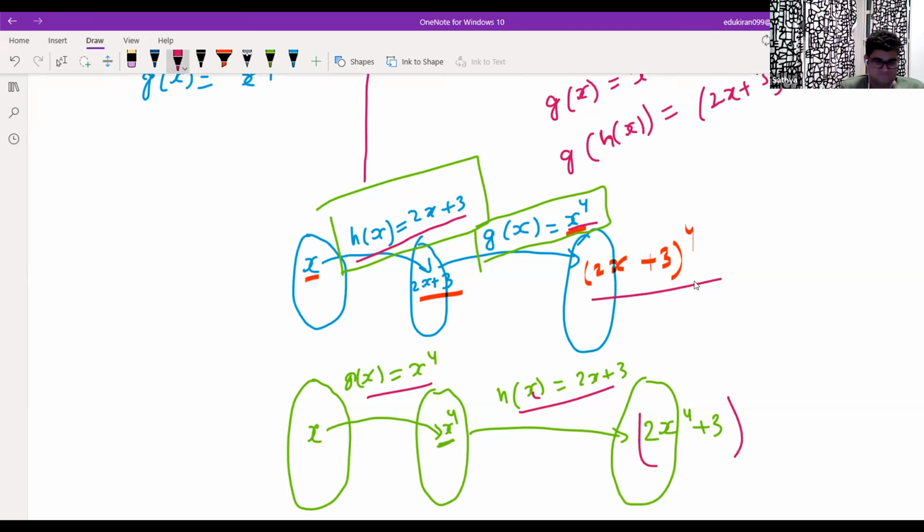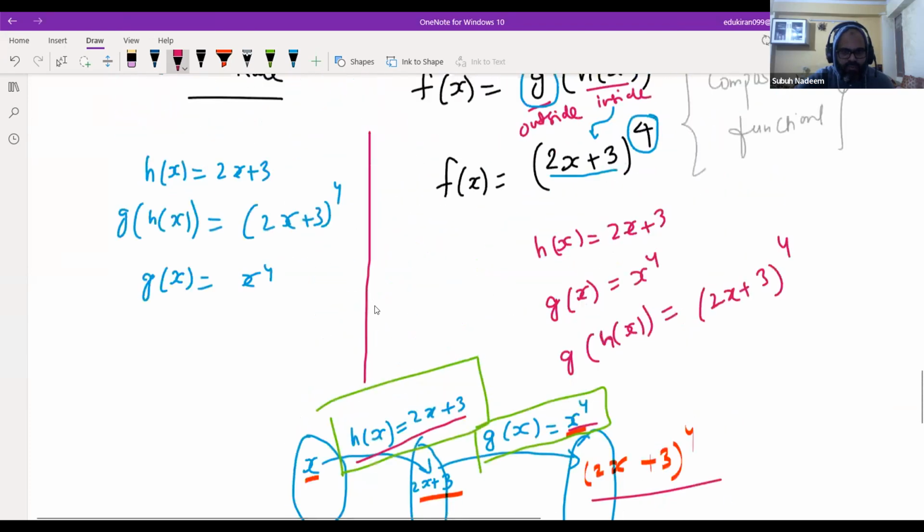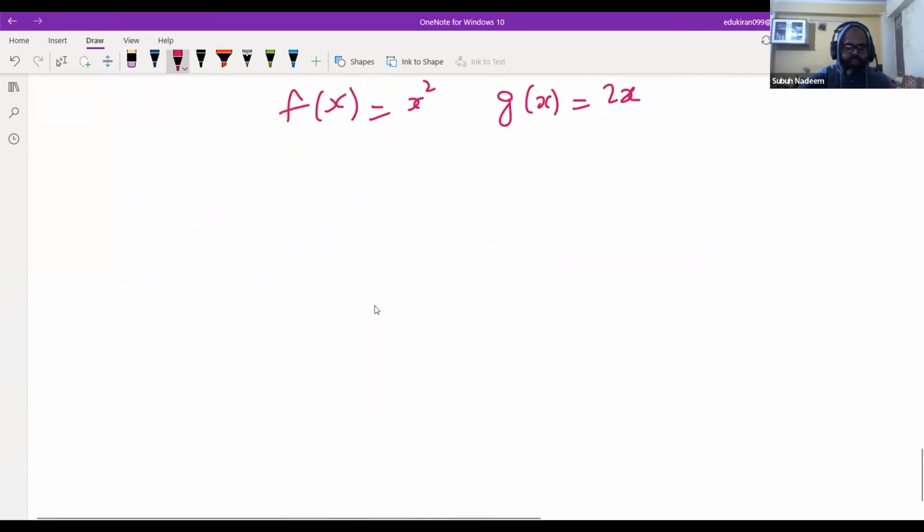No, sir. I'll take a simple example. There is a function f(x) equal to x square, and another function g(x) equal to 2x. I'm not denoting by f and g, since we were using g and h. Okay, so I'm taking g and h.